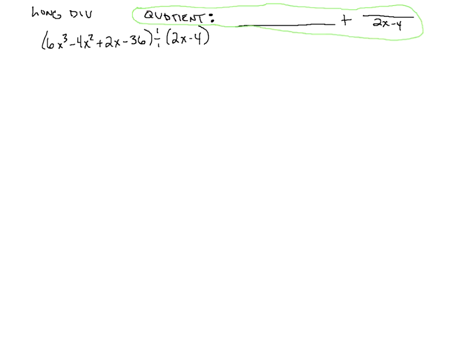So say that 2x didn't exist there in that first polynomial right here. Say it was just 6x cubed minus 4x squared minus 36, and I had no x term. I would need to put a placeholder in of a 0 term. It would look like this, if this were the case. Plus 0x minus 36, I've got to have that placeholder.